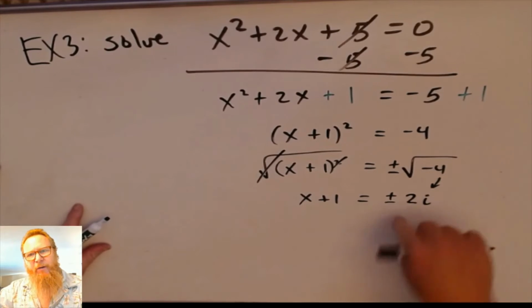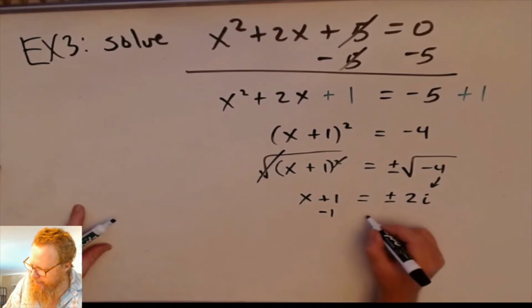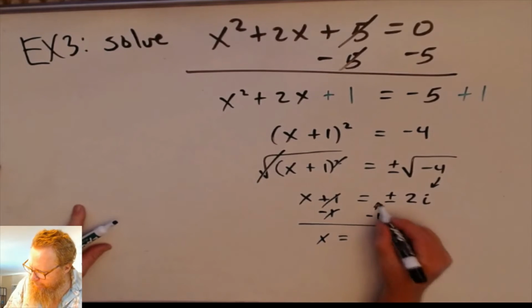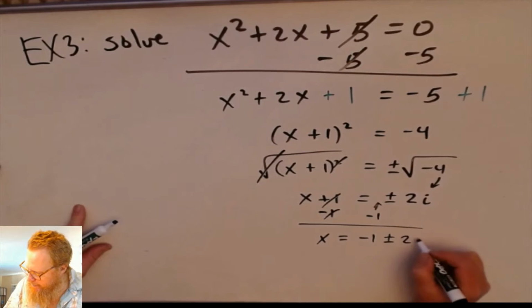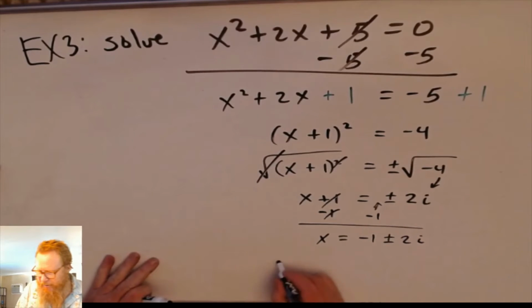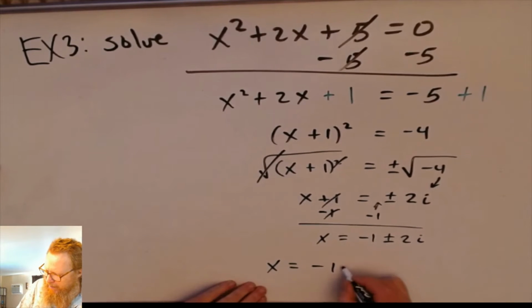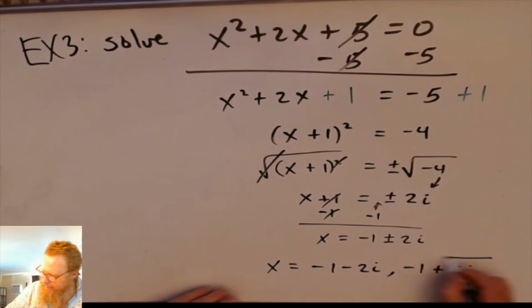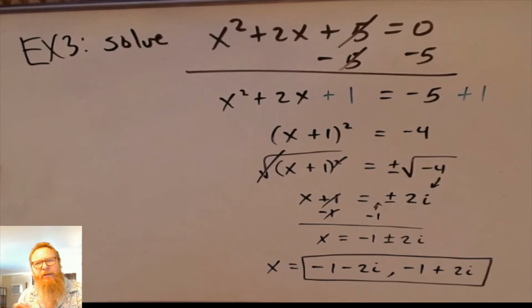So, and then don't forget the plus or minus. Bring the negative 1 over and put it in front of the plus or minus. And there's your solutions. On the homework, you have to type them out separately with a comma between them. So that's typically how I would list the solutions.